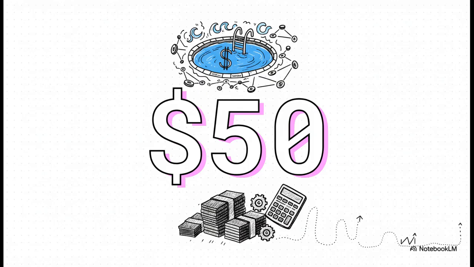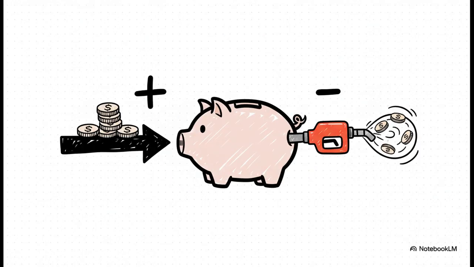Let's say you invest a decent amount, maybe $5,000, into a popular pool on the Ethereum network. You look at the trading volume, you do the math, and you figure you're on track to earn about $50 in fees this month. Hey, not bad, right? But here comes the catch.